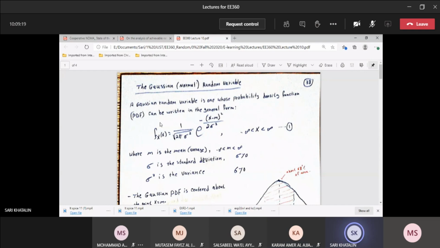So, like I said, Gaussian is an important random variable. Of course, a random variable x is called Gaussian if it has the PDF as shown in equation 1, right here, where we have these important parameters. The first one is the mean or the average, shown here, x minus m. The second parameter is the standard deviation, sigma. And the third one is the variance, sigma squared. So if you see a PDF given in this form, it means it's a Gaussian or normal distribution or normal random variable.